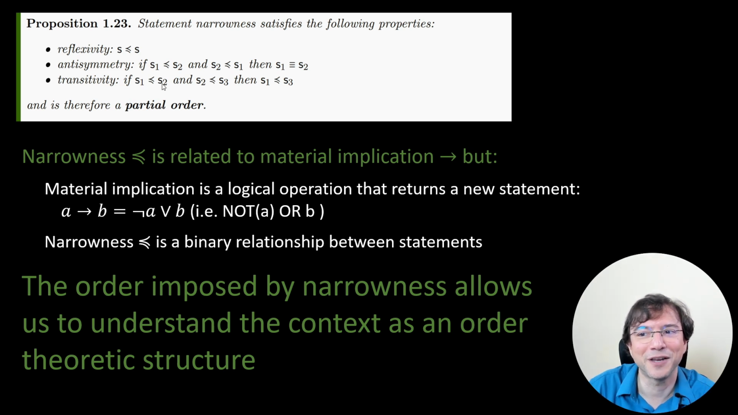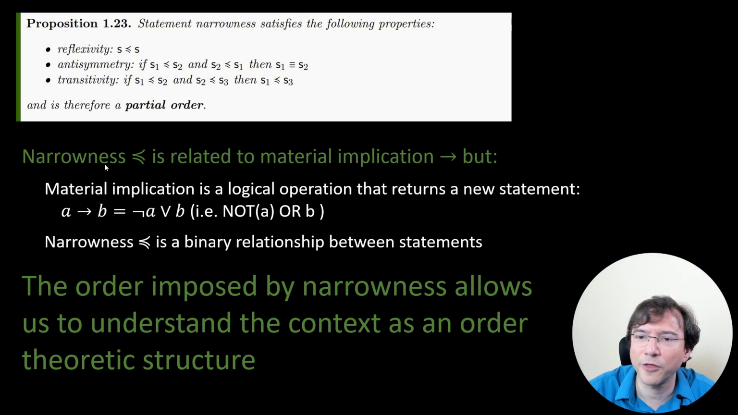If S1 is narrower than S2 and S2 is narrower than S3, then S1 is narrower than S3. So if S2 is true when S1 is true and S3 is true when S2 is true, then of course S3 is true when S1 is true. And this essentially is the structure of a partial order. And this basically is what brings order theory into all this idea.